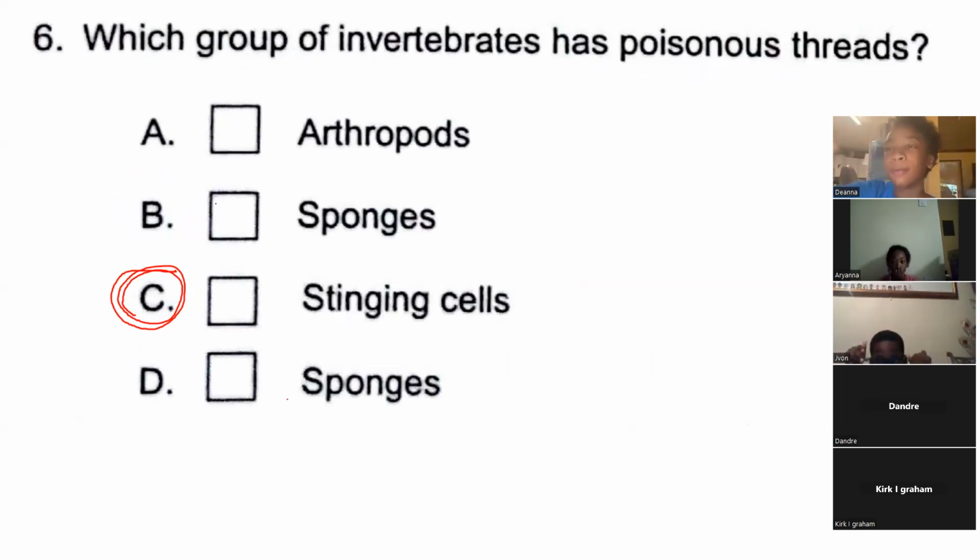Which group of invertebrates has poisonous threads? A. Arthropods. B. Sponges. C. Stinging cells. Or D. Sponges. My answer is D. Stinging cells. Very good. Stinging cells. Give me an example of an organism that has stinging cells. Anyone? Jellyfish. Jellyfish. Very good. A stingray. Stingray. Right, so stinging cells is the correct answer.